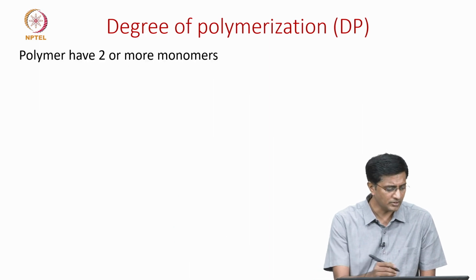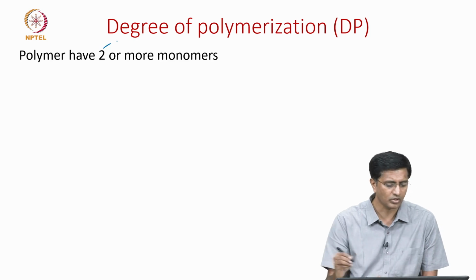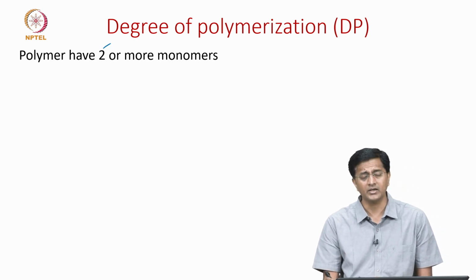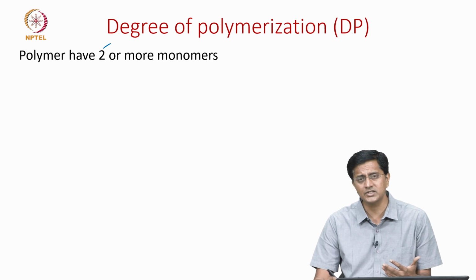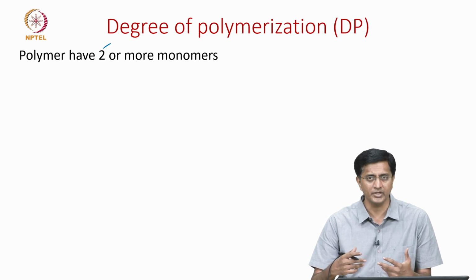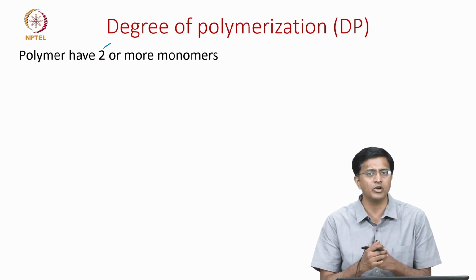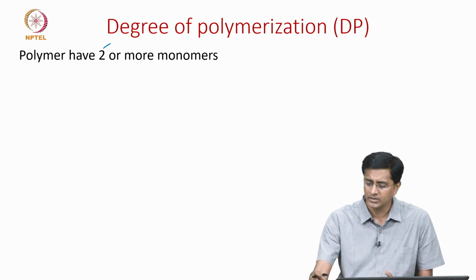We already mentioned that we should be calling anything a polymer when it has two or more monomers. But the question to be asked is, how many monomers do we need for the polymer to behave as a solid with useful mechanical properties, because that is more important if you are looking from an engineering polymers perspective. So, let us see that.